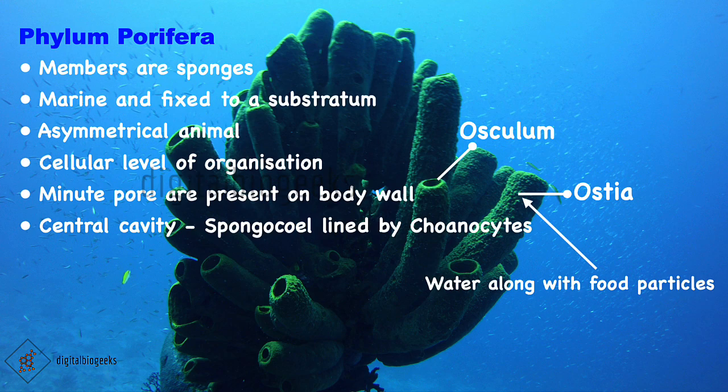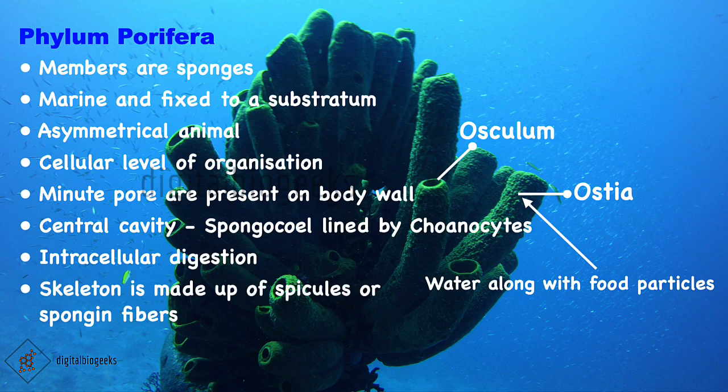These food particles get trapped by the choanocytes which line the canals, and through phagocytosis, these food particles enter into the cell. There are food vacuoles inside the cell which secrete enzymes to digest the food. This kind of digestion that takes place inside the cells is called intracellular digestion. Their body is supported by a skeleton which is made up of spicules or spongin fibers. The waste material along with the water leave the body through the opening on the top called the osculum.